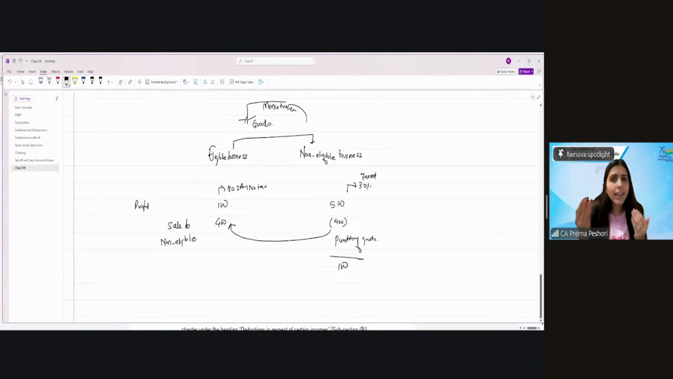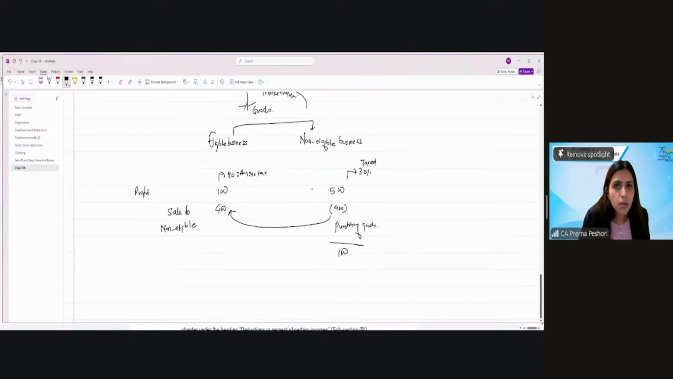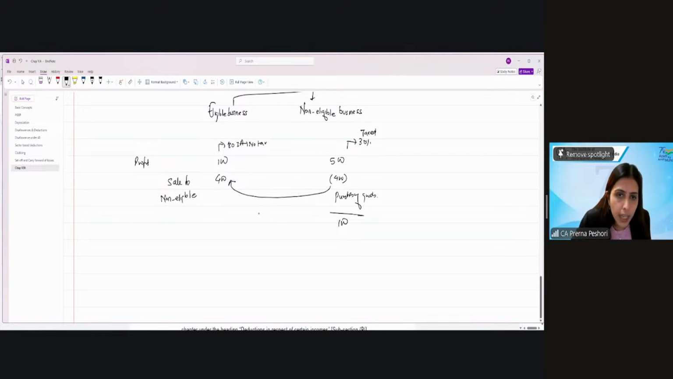Because in the eligible business, I can claim deduction. In the non-eligible business, I will claim the expense to reduce my profitability. So to prevent this, what they say is that this has to be at the market value. And if it is not at the market value, you will not get the deduction to the extent of the difference between the two. So let's say if my market value was only 200, your deduction will be 100 plus only 200, not 400. Clear?